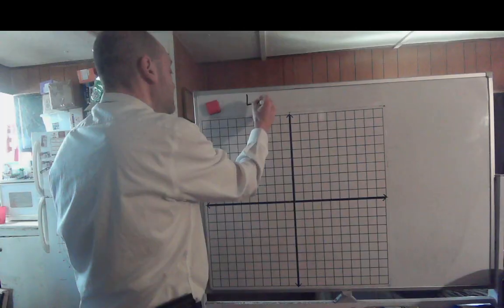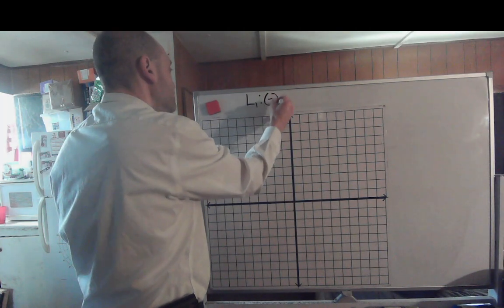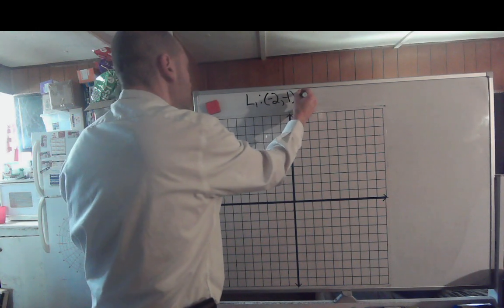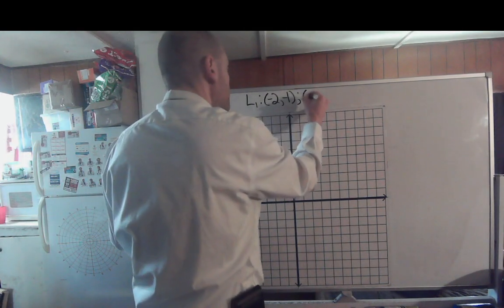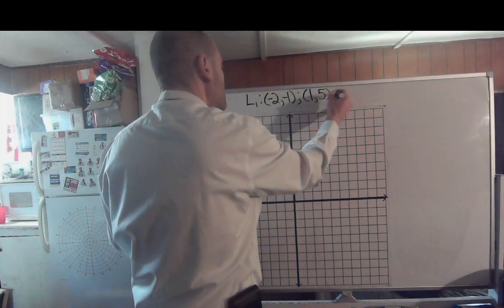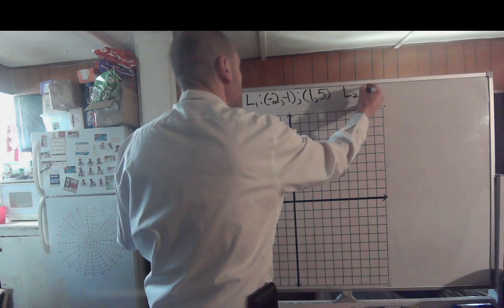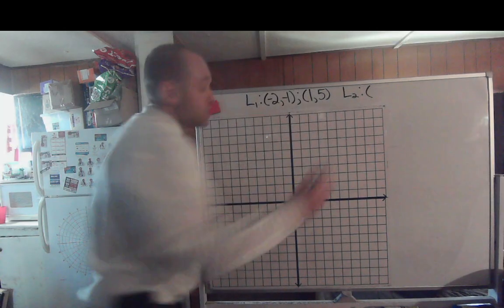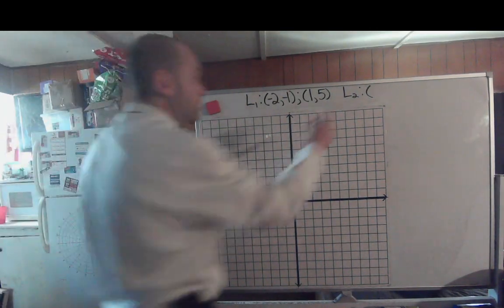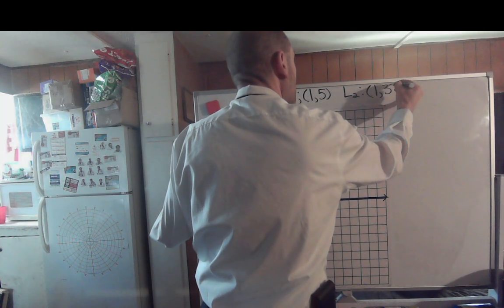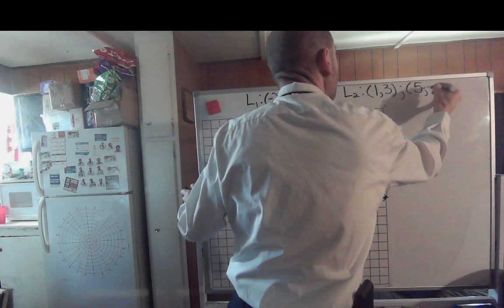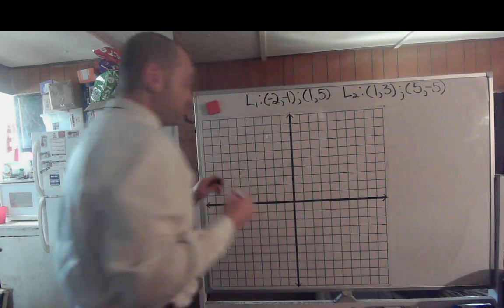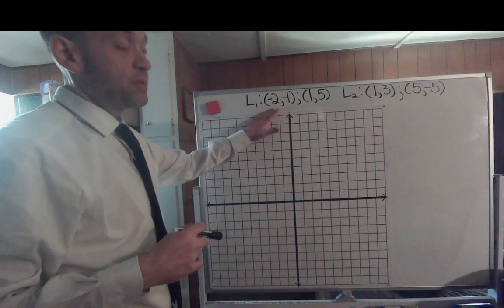So let's see, line 1 goes through -2, -1, and 1, 5. Line 2 goes through the points 1, 3, and 5, -5. So let's determine, are these two lines parallel, perpendicular, or neither?